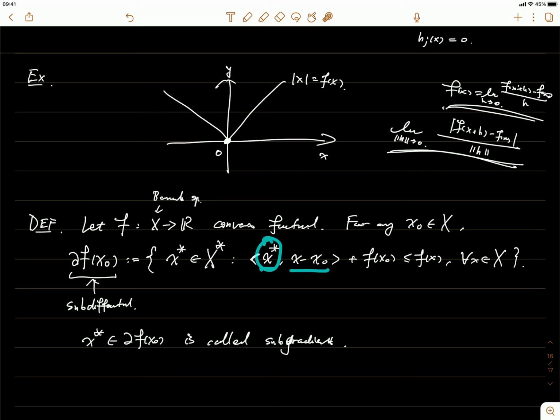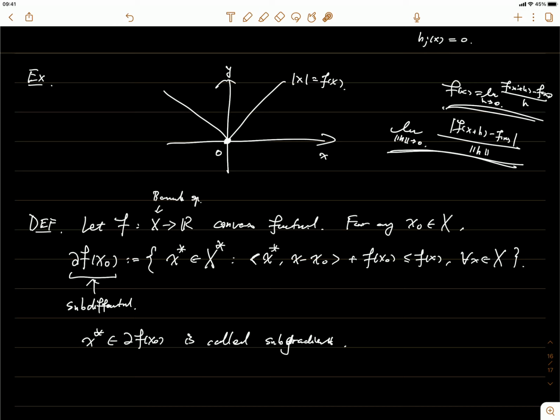remember that these two x's are totally irrelevant. This x is different from that x, just two different things. So this is a linear functional applied to this, and we'll get a real number. Plus the function value at the point x naught is less than or equal to the function value at x. Then we call it a subdifferential. And any specific element in this set is called a subgradient.